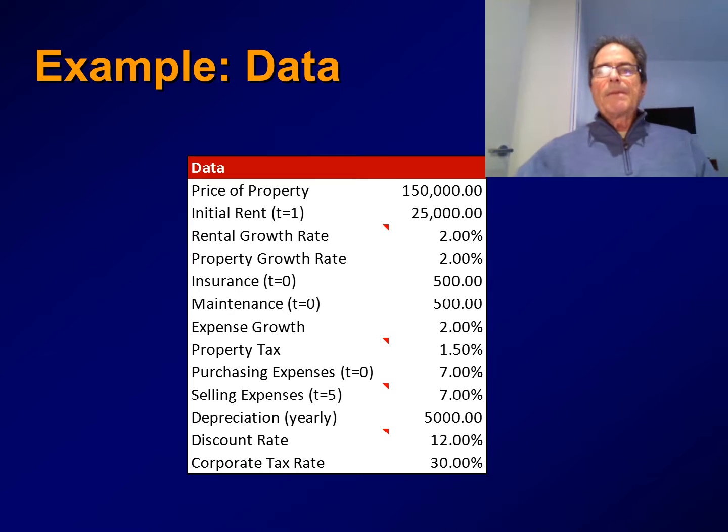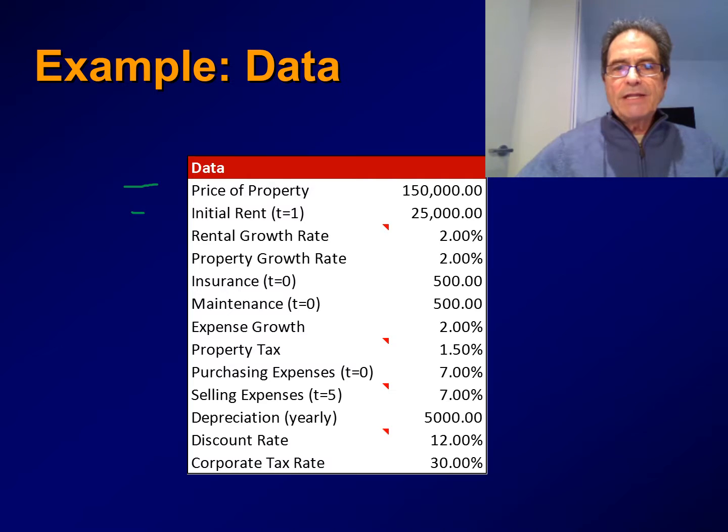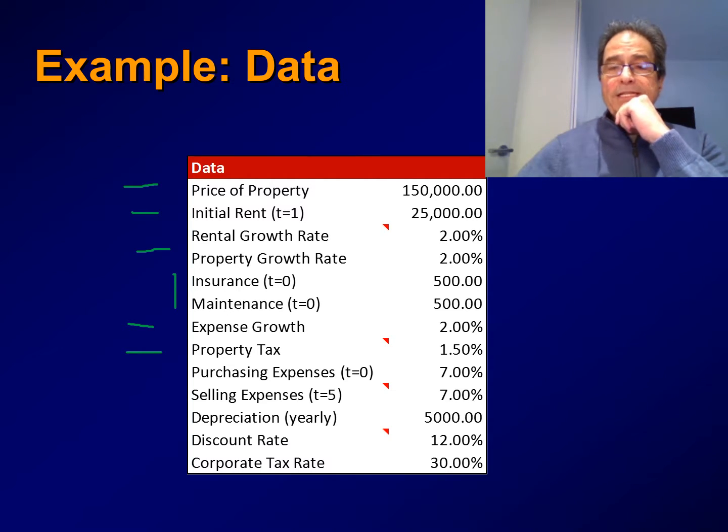Imagine that we are considering buying a property whose price is $150,000. Initial rent is $25,000 and the rent will grow at a yearly rate of 2%. Also, we assume that the value of the property will grow at a yearly rate of 2%. We have two expenses, insurance and maintenance, of $500 at T0 prices. And we assume that these expenses will grow also at a yearly rate of 2%. We pay a property tax of 1.5% of the value of the property every year.